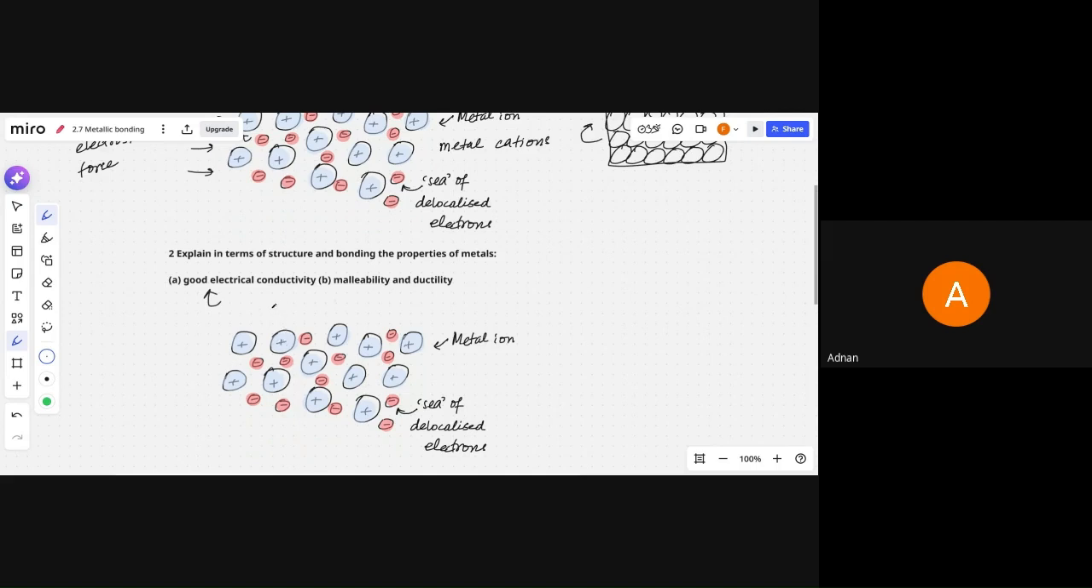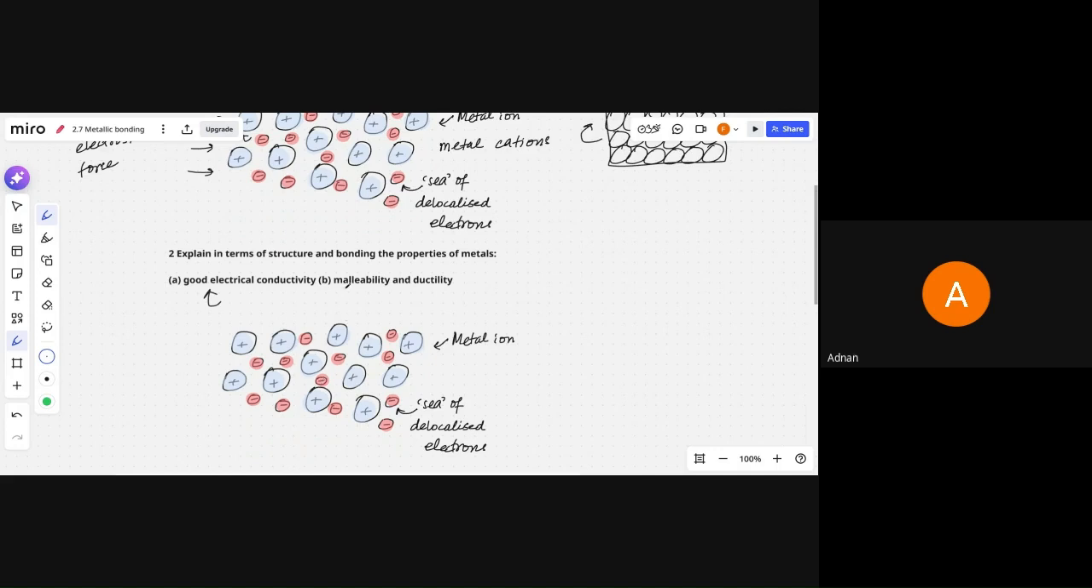Anything that will conduct electricity must have delocalized electrons or ions that can move. In this case, since we are studying metallic bonding, we have a sea of delocalized electrons. What do we mean by a sea of delocalized electrons? These are the electrons that can move freely in between these interatomic spaces, and that is how they conduct electricity.